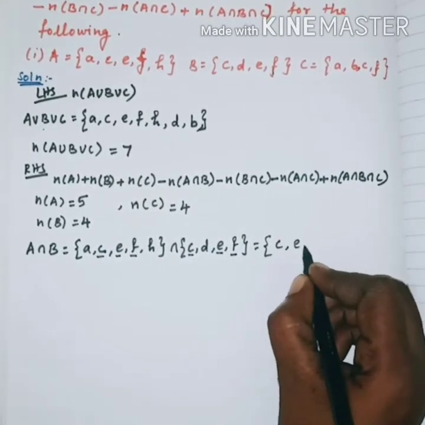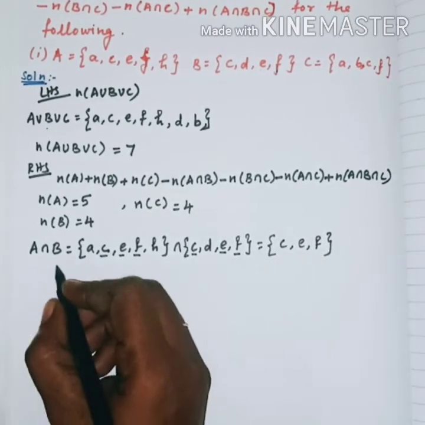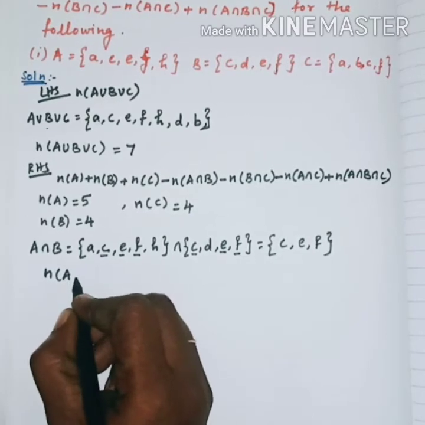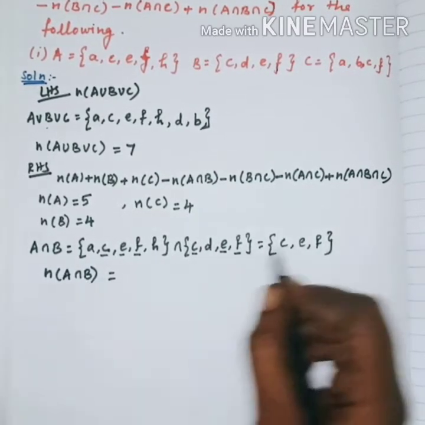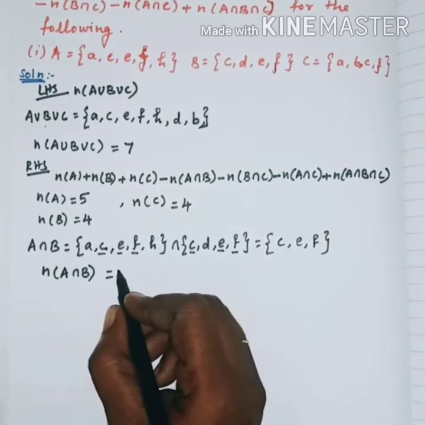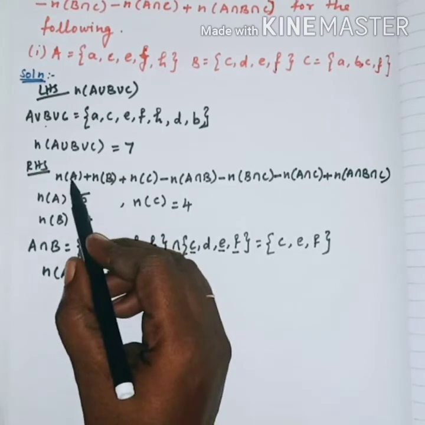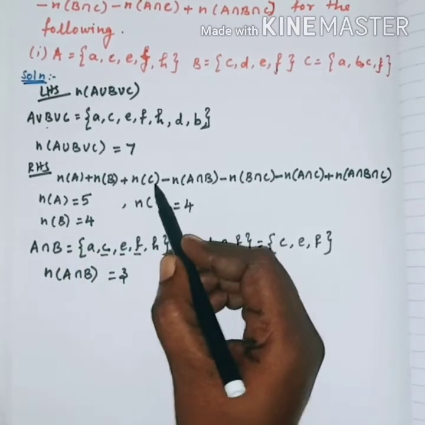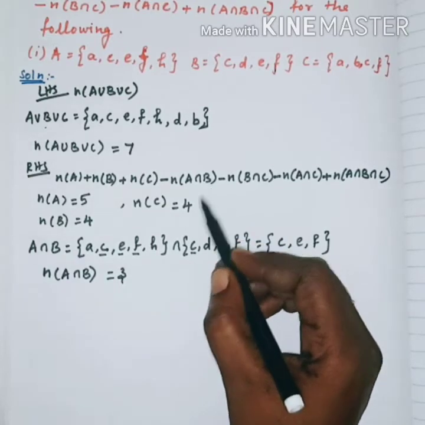So C, E, F is the common element in both the sets. Next we have to find n of A intersection B, the number of elements in A intersection B. How many elements? 1, 2, 3. There are 3 elements in A intersection B. So we found n of A, n of B and n of C, and n of A intersection B also.